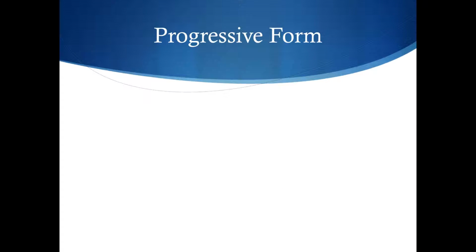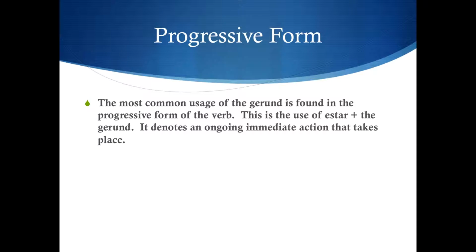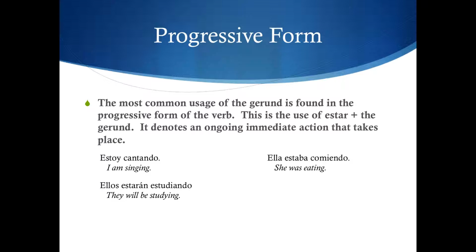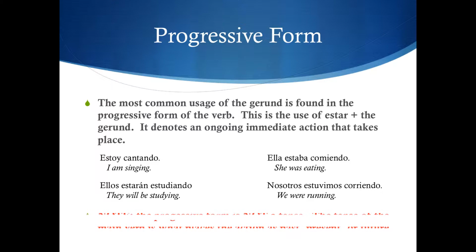The most common usage of the gerund is found in the progressive form of the verb. This is the use of estar plus the gerund. It denotes an ongoing immediate action. For example, estoy cantando, I am singing. Ella estaba comiendo, she was eating. Ellos estarán estudiando, they will be studying. Nosotros estuvimos corriendo, we were running.